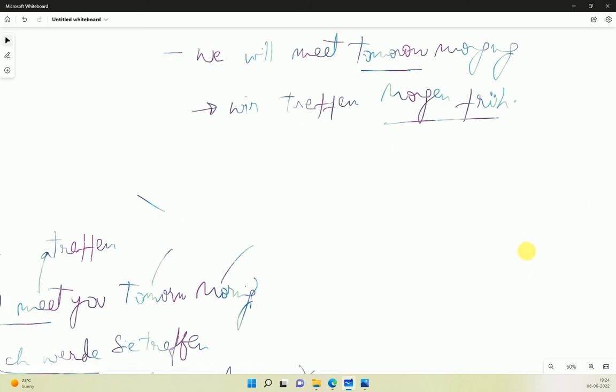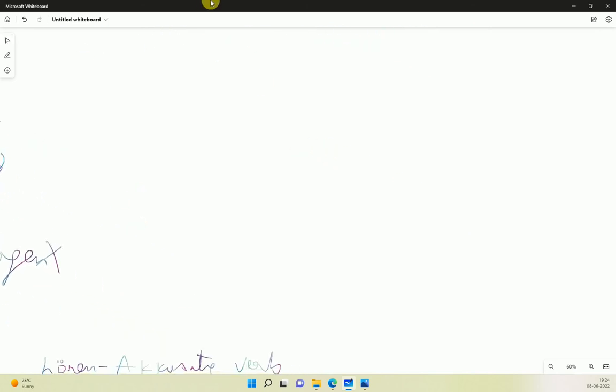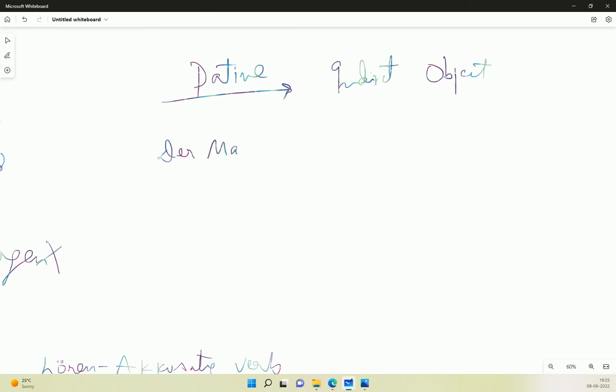Okay. Then I wanted to share with you a few dative examples. Dative used to be which type of object, friends? Indirect. Yes, indirect. Right. So, der Mann hilft der Frau.